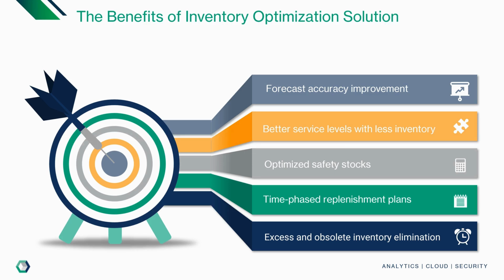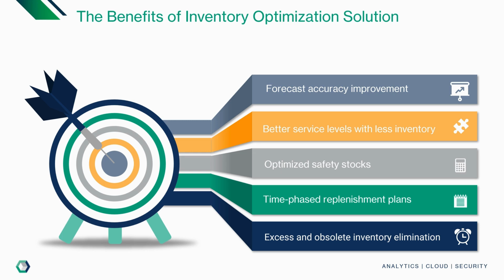The benefits of deploying an advanced inventory optimization solution are substantial. It allows improving forecast accuracy by leveraging machine learning and other advanced forecasting techniques to better predict future demand at a granular SKU level. Companies can maintain or improve their service levels to customers while reducing the overall investment tied up in inventory through optimized stocking policies. So, better service with less inventory.